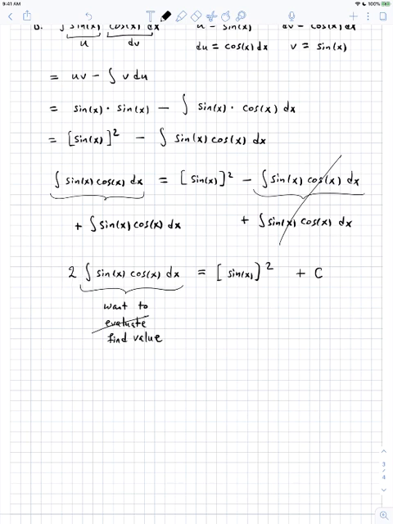If I divide by 2, I have the integral of sine of x times cosine of x dx is equal to 1/2 of whatever's on the right side. So it's going to be 1/2 times the sine of x quantity squared plus c. I don't have to divide the plus c by 2 because c is an arbitrary constant. An arbitrary constant divided by 2 is still an arbitrary constant.